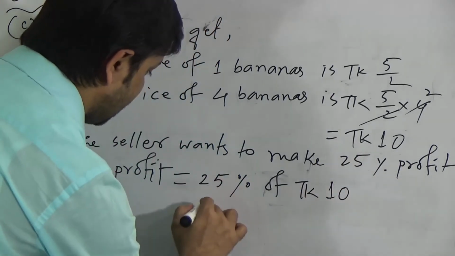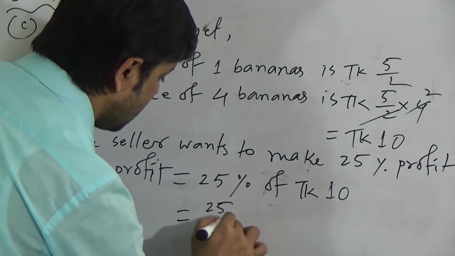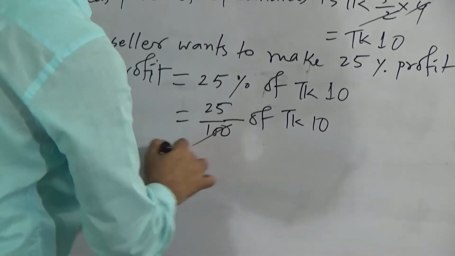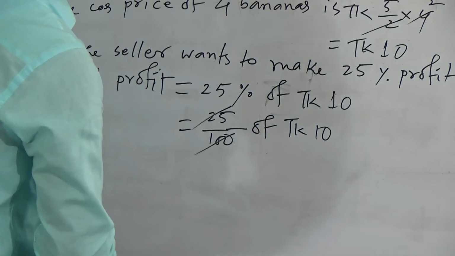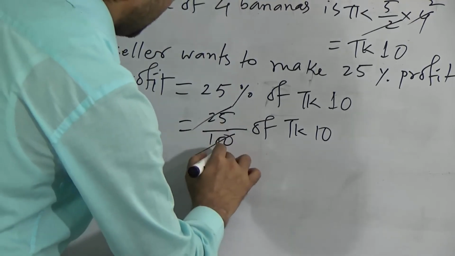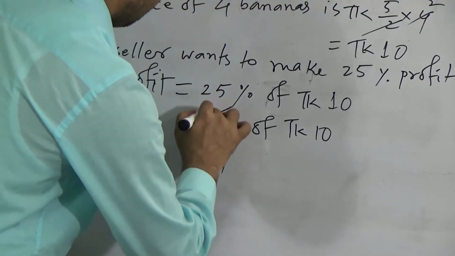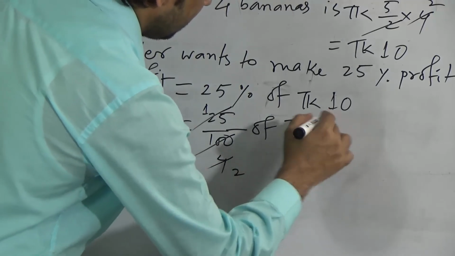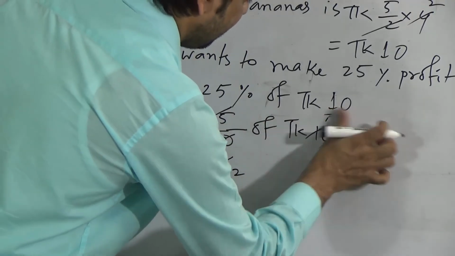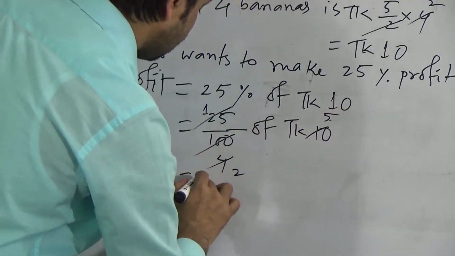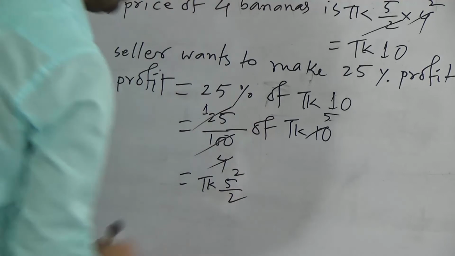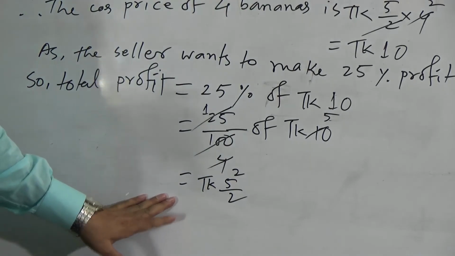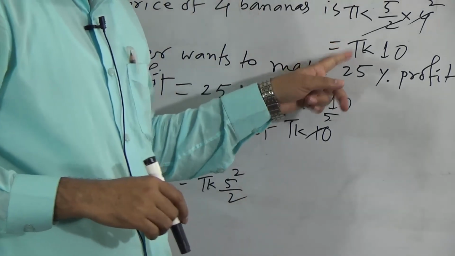So we can write 25% means 25/100 of taka 10. Now we can cut 25 and 10 here. What will we get? We will get here 4 and here is 1. So if we cut 4, we will get here 2, here cut 10, we will get here 5. So this is 5/2, this is taka 5/2. Now this 5/2 is the amount of profit.